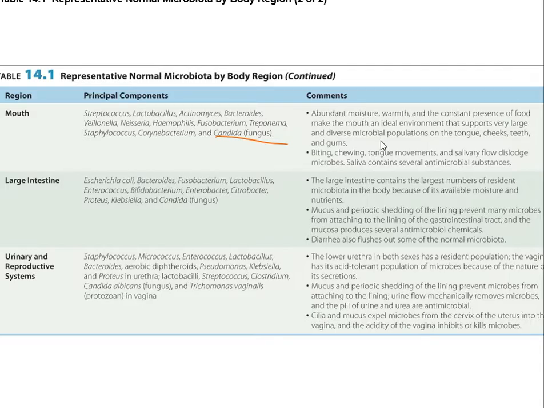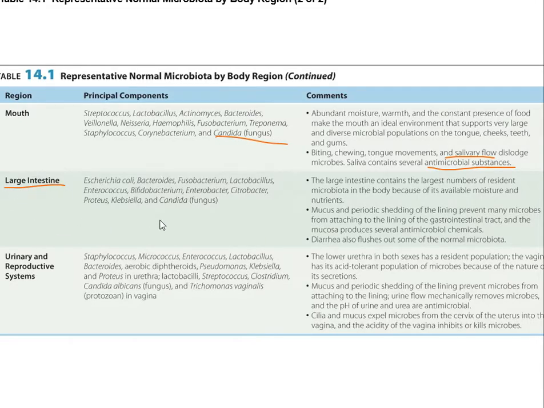What keeps microbes away from the mouth? Obviously, the biting and the chewing and the moving of the tongue, salivary flow, which also has lysozyme and immunoglobulin, are going to dislodge microbes. The saliva contains, not just immunoglobulin, but other antimicrobial substances. Remember that you can have a biofilm being formed in the mouth made of these microbes.